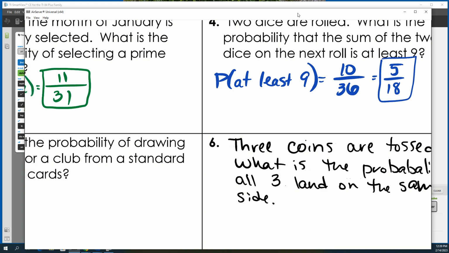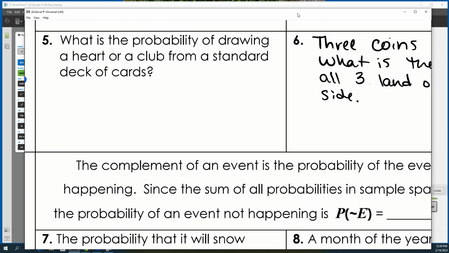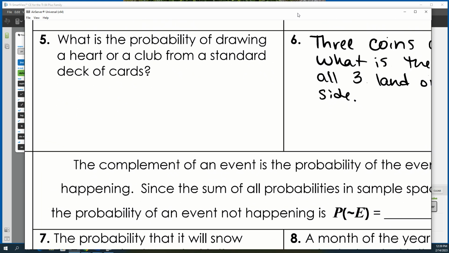Okay. And the next one is a card problem. And the question is, what is the probability of drawing a heart or a club from a standard deck of cards? So I'm just going to draw a picture. The probability of a heart, and then the club, some people call it puppy dog feet, but it looks like that, kind of. I'm not great at drawing it.